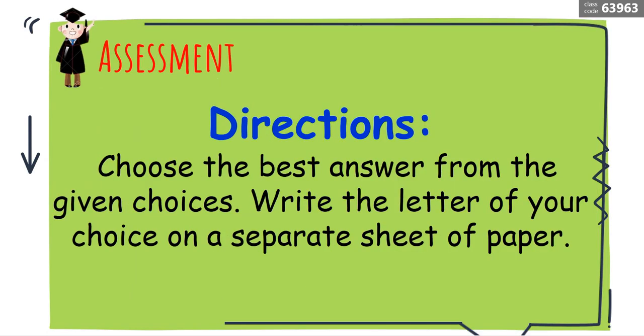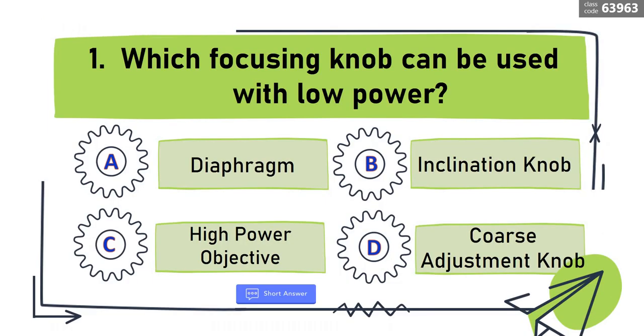Okay, so let's have the last one. Be ready with your class code 63963. So this is the direction. Choose the best answer from the given choices. Write the letter of your choice on a separate sheet of paper, or please key in with our class code 63963. Start with number one.